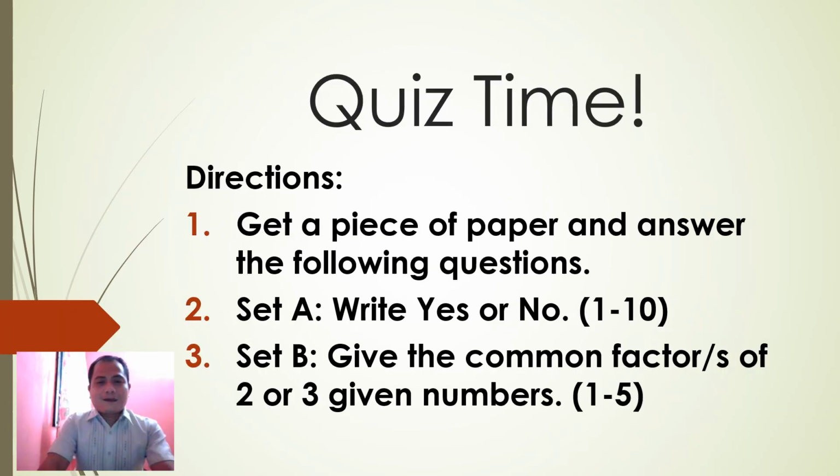Okay, it's quiz time. But before we proceed, get a piece of paper and try to answer the following questions. We have two sets. In set A, you're just going to write yes or no, number your paper 1 to 10. In set B, you're going to give the common factor of 2 or 3 given numbers, number your paper 1 to 5. After doing the quiz, you are going to send your score to me. Are you ready?